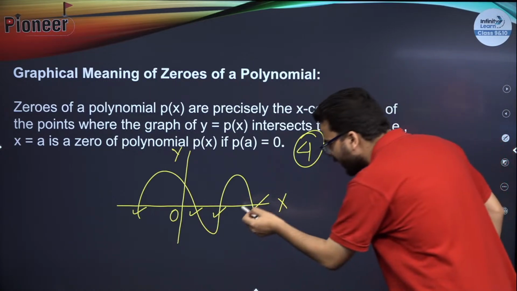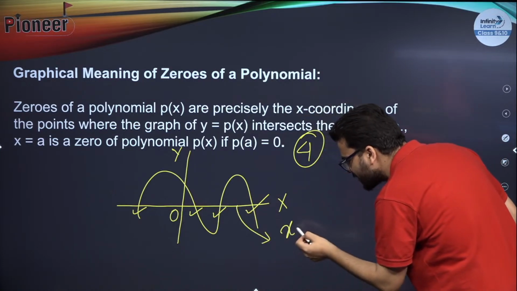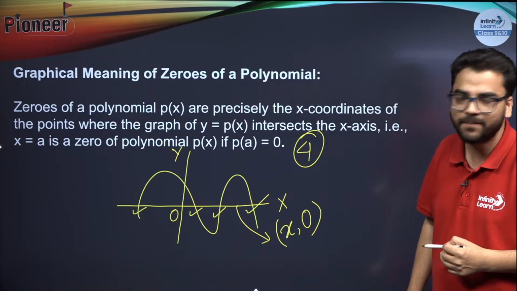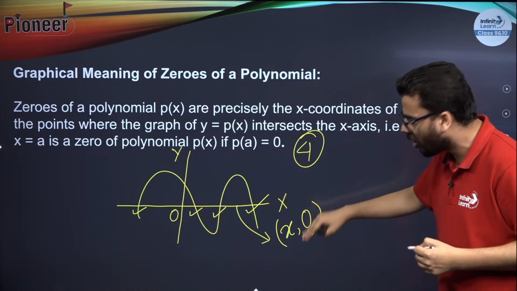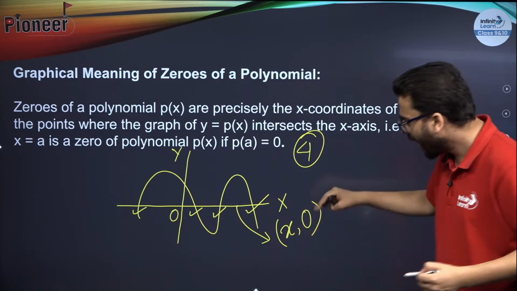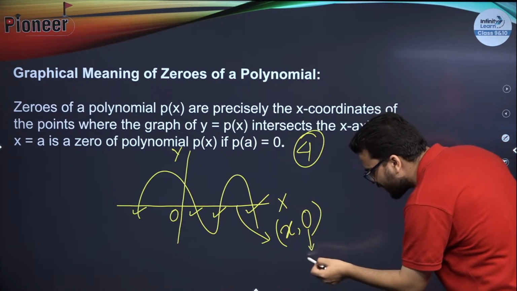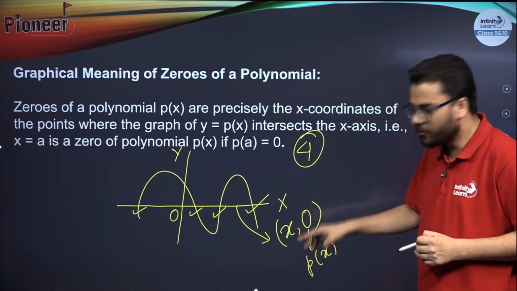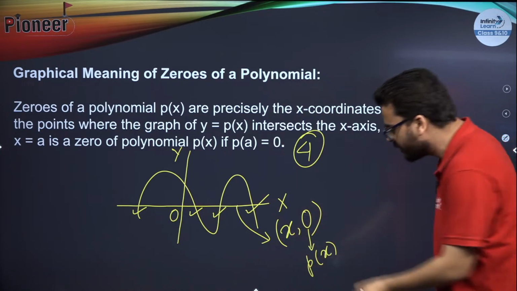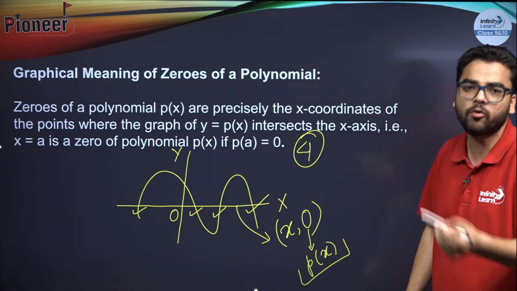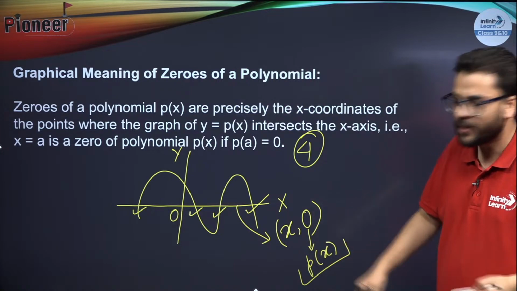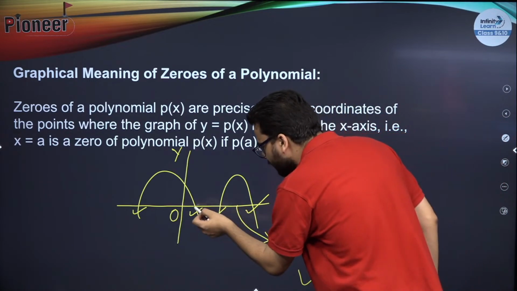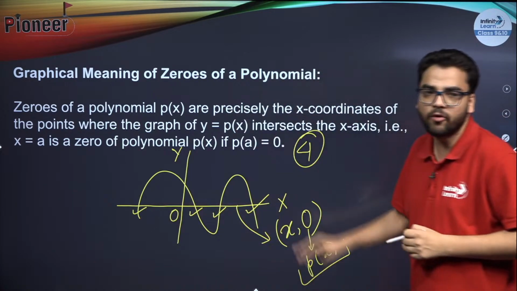And basically you know that if you take any point on the x-axis, it is of the form x comma 0. You have studied this in basics of coordinate geometry. Any point on the x-axis is of the form x comma 0, correct or not? And what is this 0? This thing is nothing but p of x, the value of the polynomial. So therefore the x coordinate of these 4 points, they are the zeros of this polynomial.